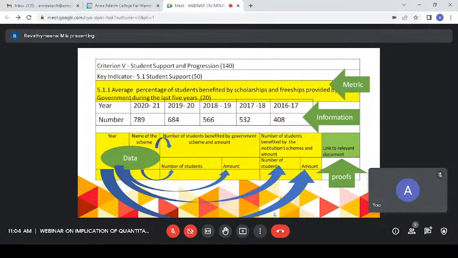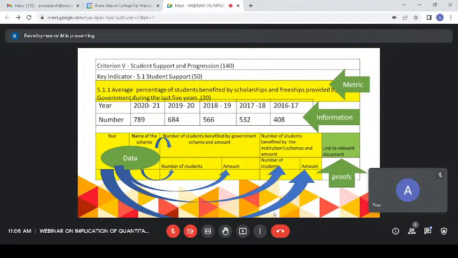You can see the proof here happens to be the list of students who have actually participated, who have signed. The first proof here will be the signature of the students. The second proof here will be the geotag photos, and there can be some other proofs also that you are able to see. So all that I wanted to tell you over here is information, data, and proofs. These are the three things that NAAC tries to check, and this is the way they check us.